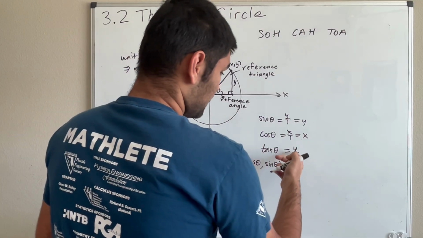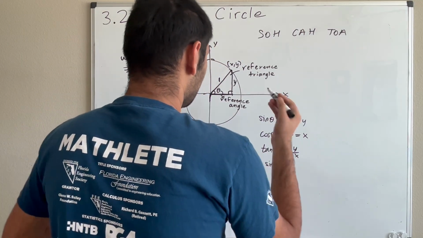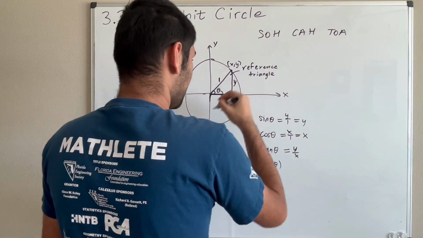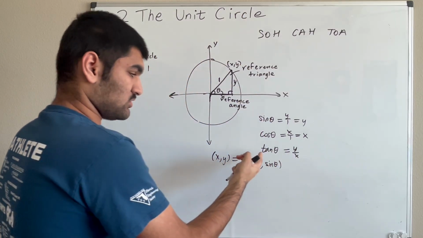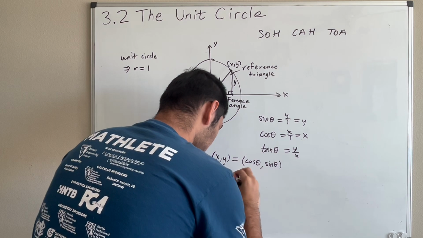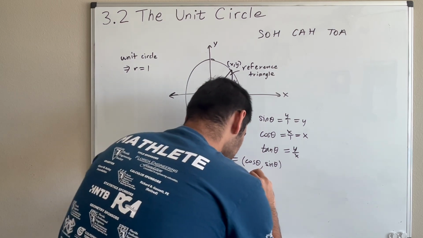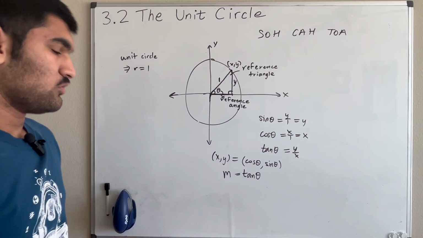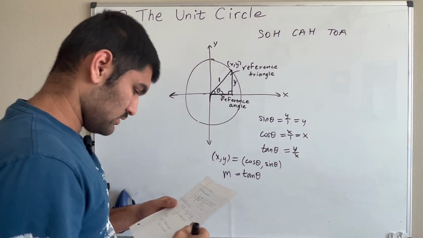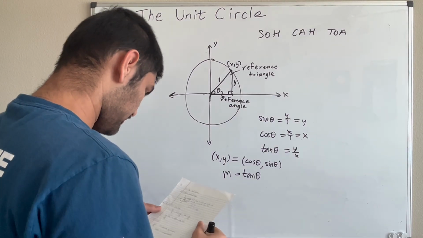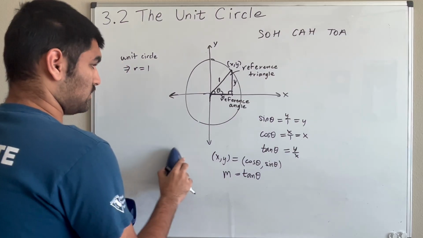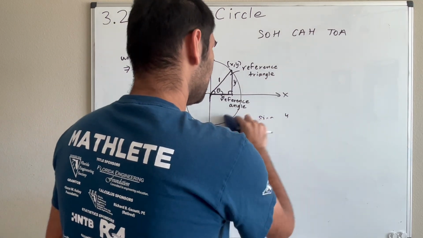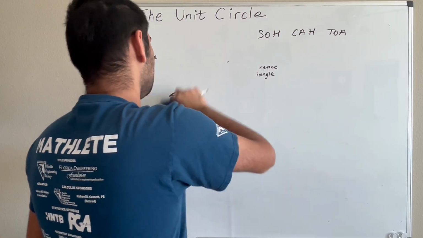And then tangent theta is y over x. So if you think about the slope of this line, the slope of this line is y over x, and y over x is equal to tangent theta. So that's why the slope, which we usually denote as m, is equal to tangent theta now, right? So that's pretty cool. So, yeah, that's basically the way that we construct the unit circle.